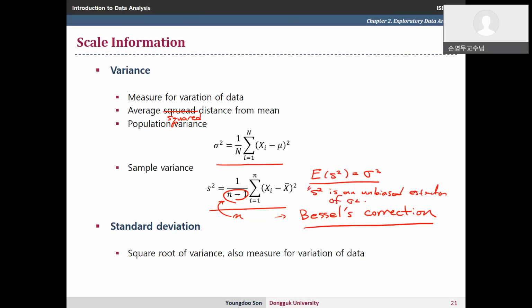To satisfy this condition, if we expand all the mathematical things we can prove, here should be n minus 1 rather than n. We will not cover this Bessel's correction precisely. Maybe you can find the proof of this Bessel's correction in many ways. Just find it from YouTube or ask your statistics professor or anyway.